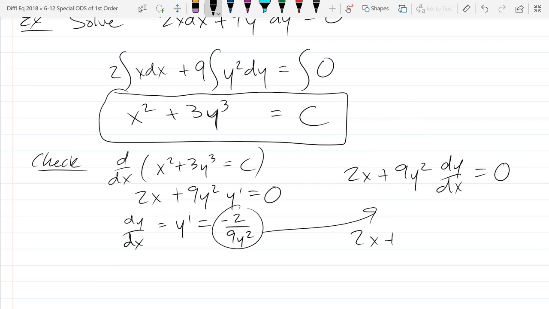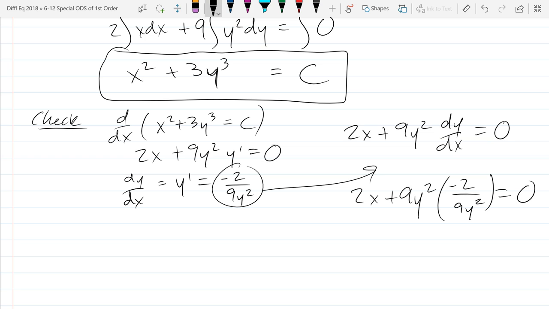So I got 2x plus 9y squared times negative 2 over 9y squared, hopefully equals 0. Oh, yeah, so let's just pretend that you didn't notice that. So the 9's cancel, the y's cancel. All right, does that look like a solution? No.